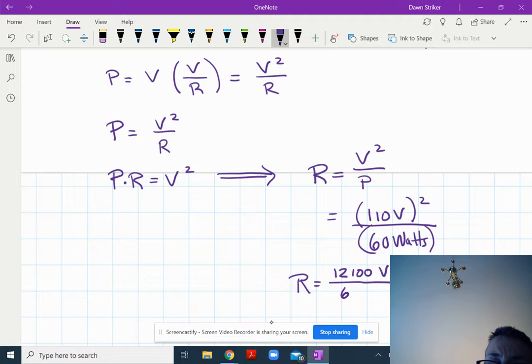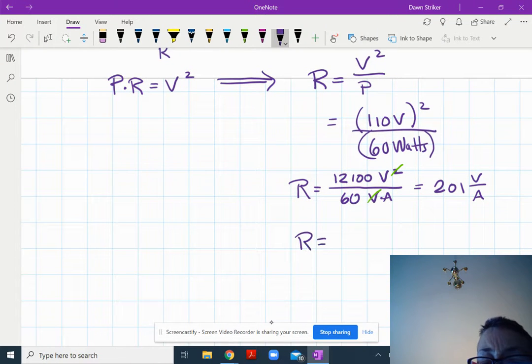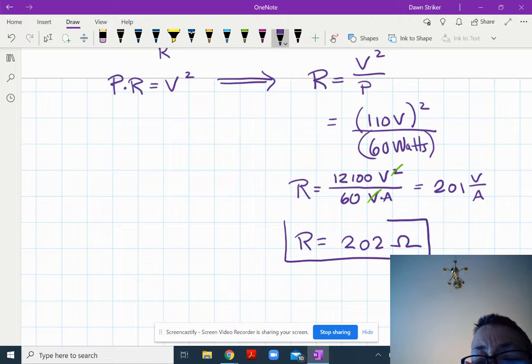divided by 60. Remember, a watt is really a volt times a current, a volt times an amp. So divide by 60. And I get about 201. Being careful with our units. One of the volts cancels. 201 volts per amp. And remember, a volt per amp is the same thing as an ohm. So the resistance is about 201. It's actually closer to 202, looking at my calculator. 202 ohms. There we go.